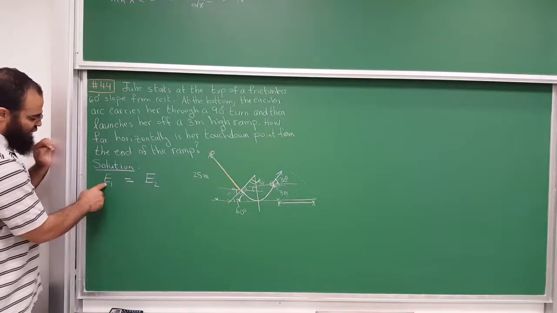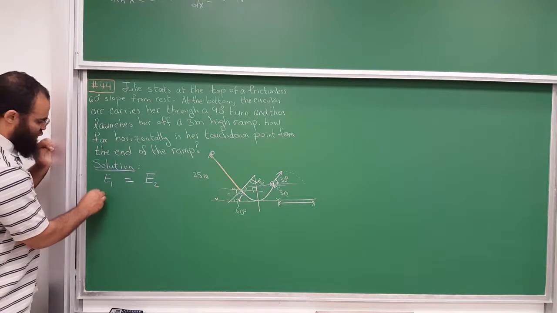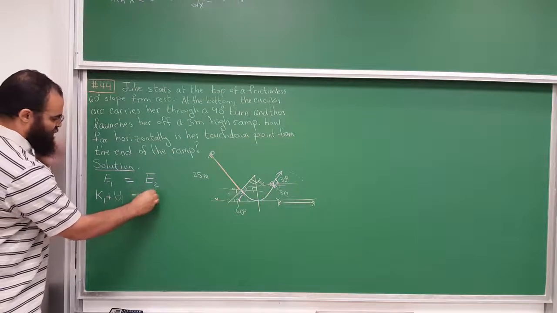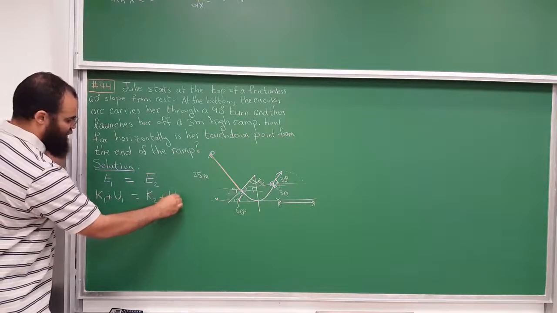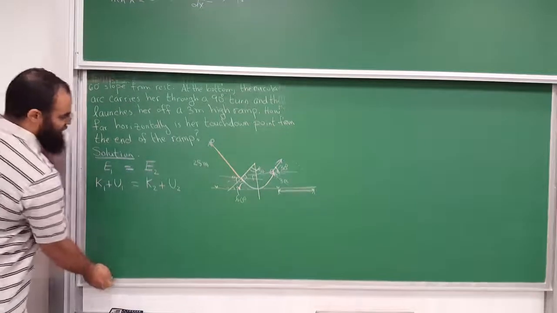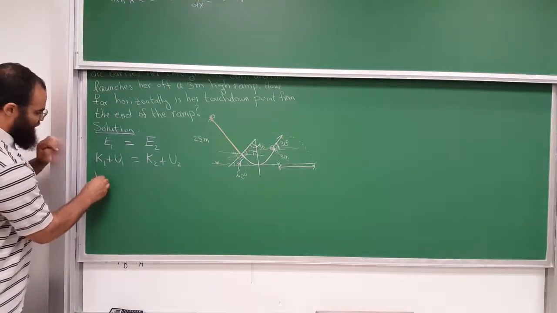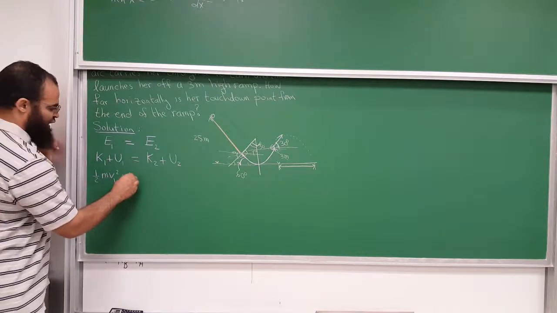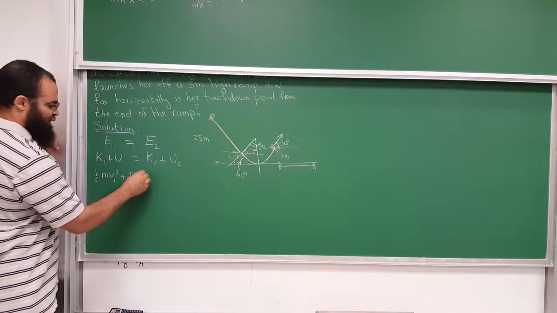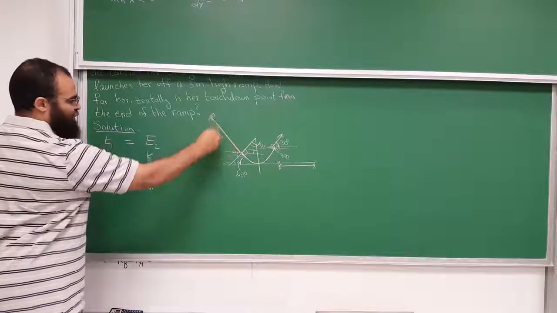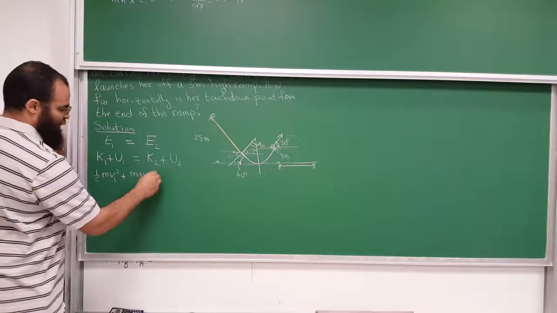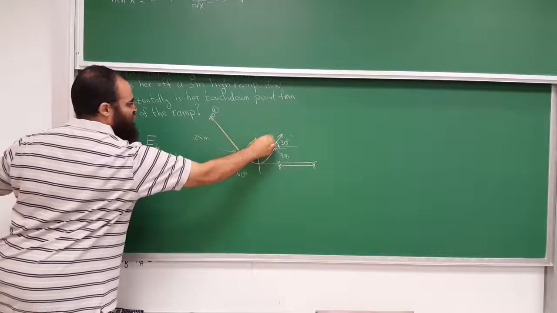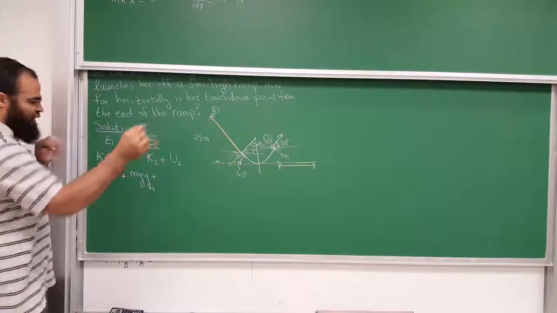The energy at the beginning consists of the kinetic energy at point 1 plus the potential energy at point 1, and then the kinetic energy at point 2 plus the potential energy at point 2. Kinetic energy is 1/2 mv squared, so 1/2 mv1 squared plus the potential energy, which is mg times the height. Let's call that y1. The height from here to here is y1, it's 25. And then plus the kinetic energy at point 2, so this is point 1 and this is point 2 here. We'll worry about point 3 later.